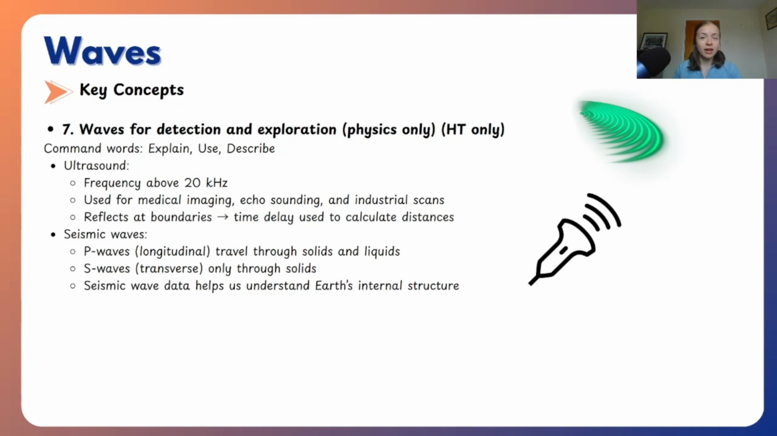You've also got seismic waves, and there are two different types. You've got P waves, which travel through solids and liquids, and S waves, which are transverse and only travel through solids.